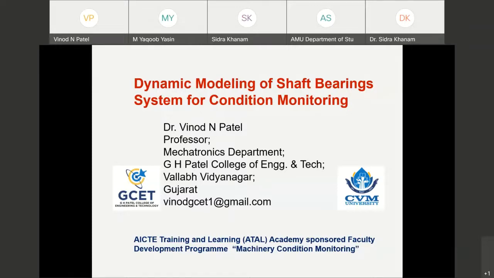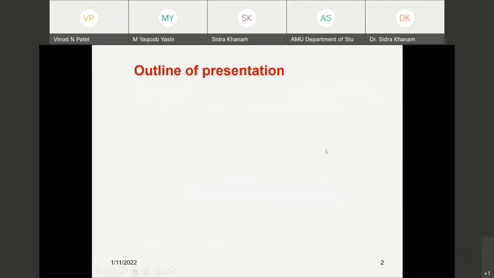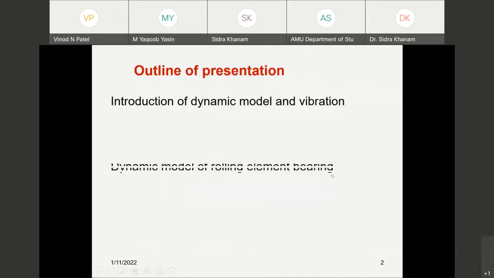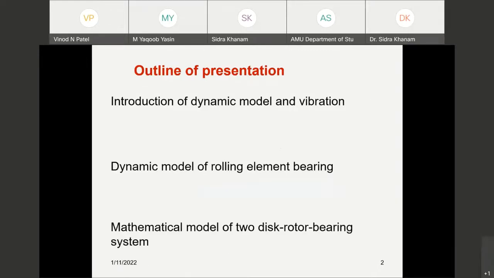So my topic of today's lecture is dynamic modeling of shaft bearing system for condition monitoring. In the outline of the presentation, I am going to discuss the introduction of dynamic model and vibration, some fundamentals related to dynamic model and vibration. Then how to model the rolling element bearings, especially for condition monitoring. Then a little bit of an introductory part on the mathematical model for a two-disc rotor bearing system. So let us start with the introduction part.